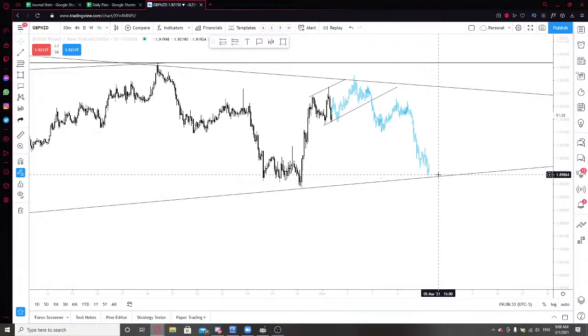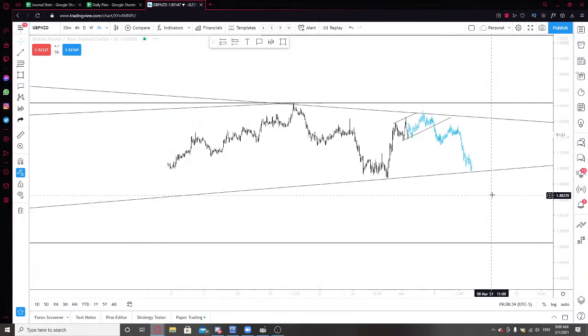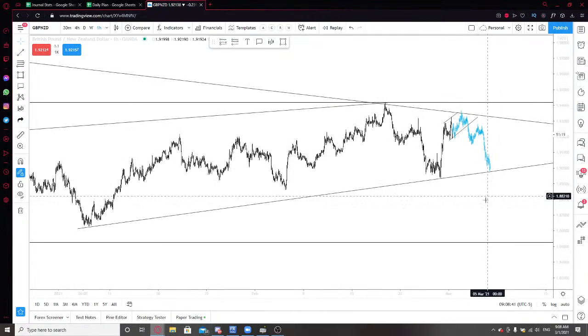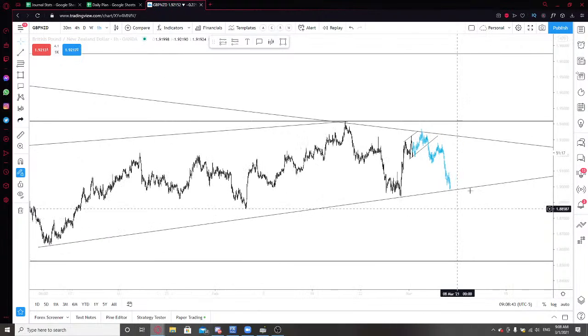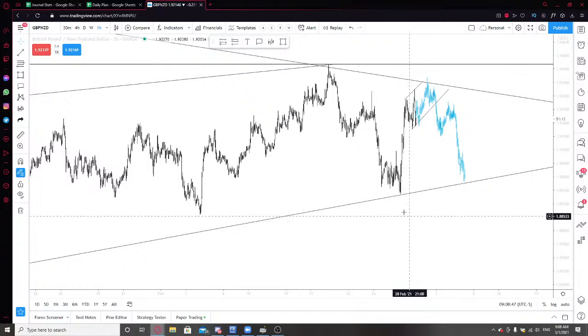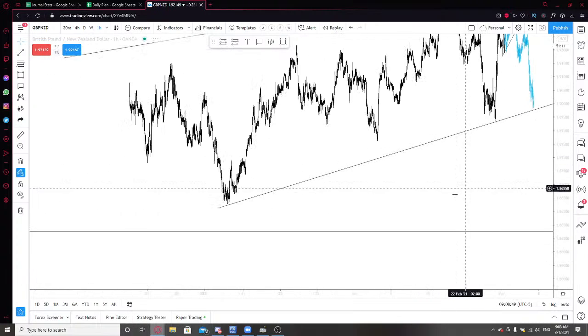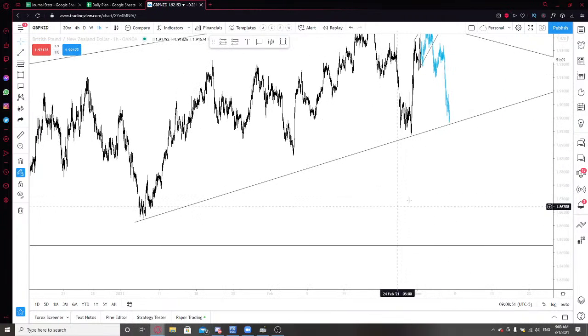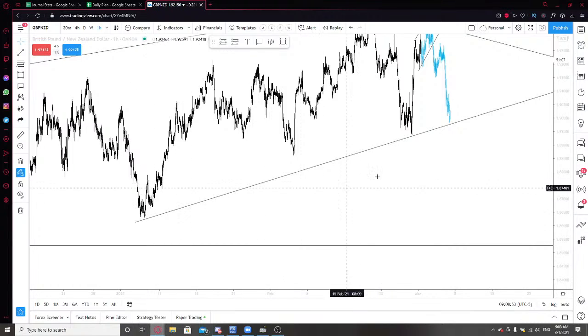If price is still moving aggressively in this area and doesn't form a reversal pattern here, we have the potential for price to break and then sell down to lower levels. First target would be here after the break. Second target would be down here. Let me circle that.